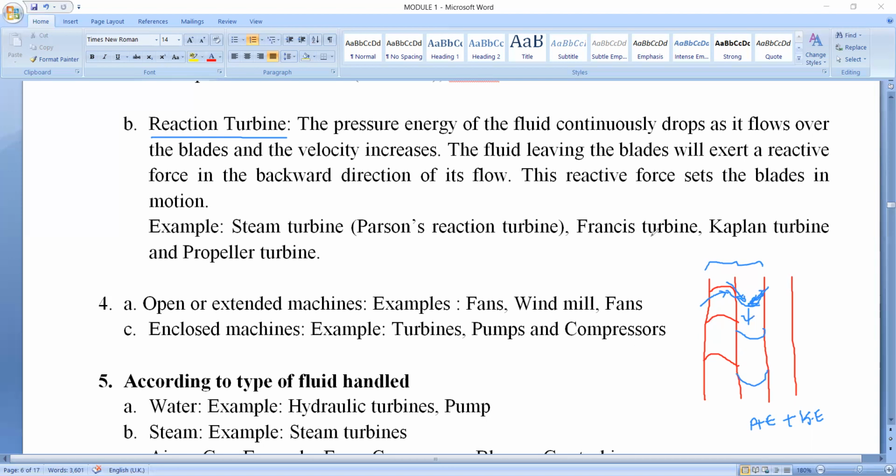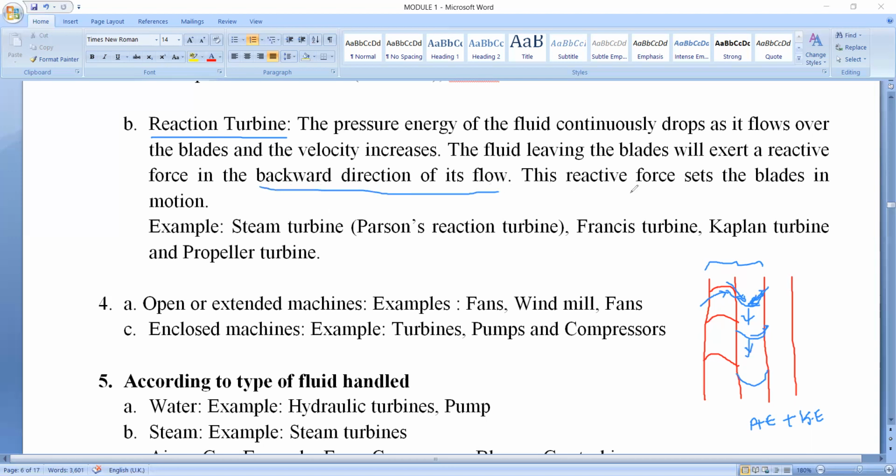The fluid leaving the blades will exert a reactive force in the backward direction. As I explained, when the fluid is leaving the set of moving blades, it also exerts back pressure, which is also responsible for moving the blades in the backward direction.